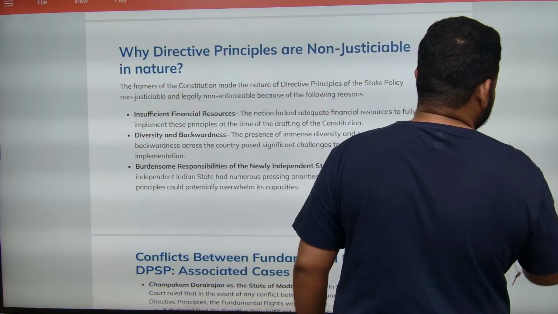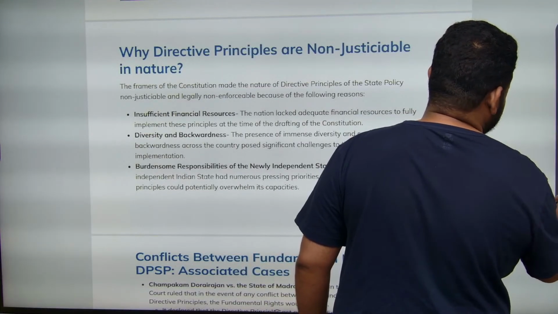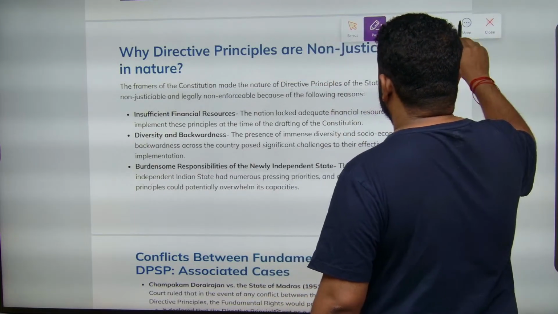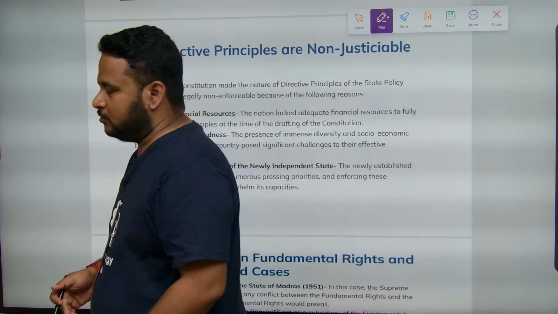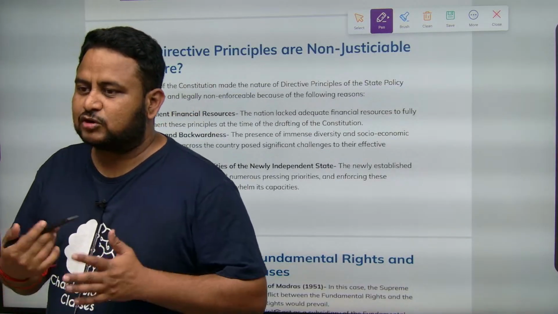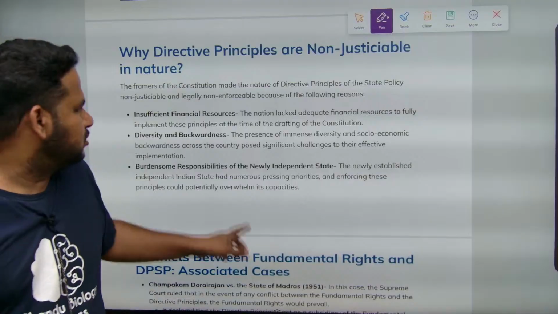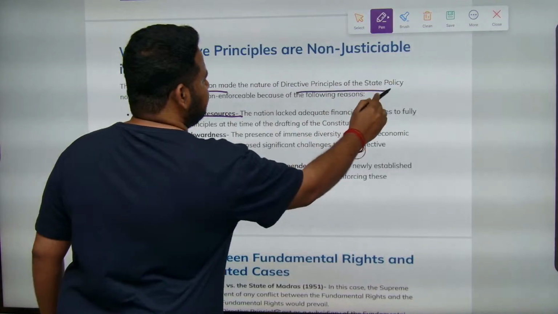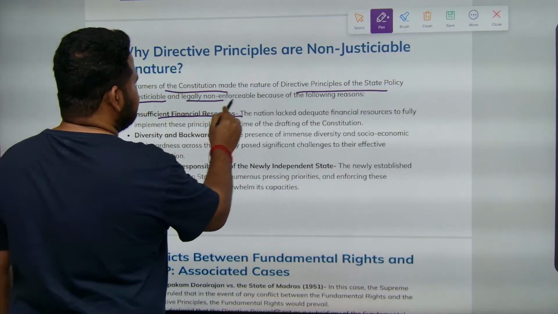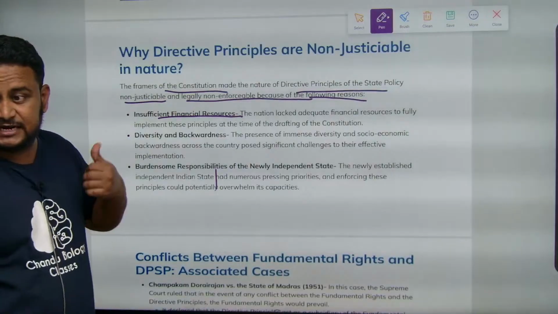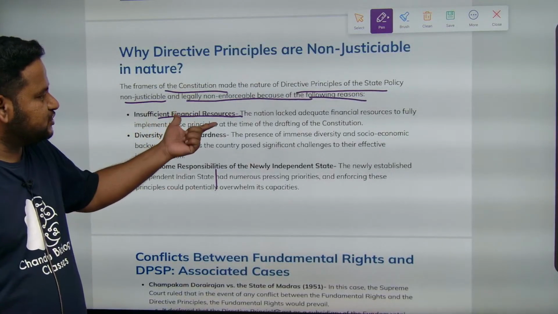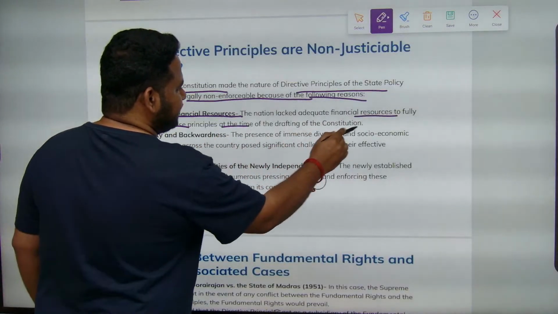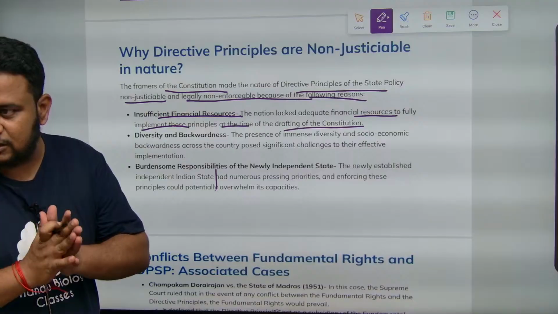Because you have to go back to 1947 or 1950 when the commencement of the constitution took place, and understand the state of the country at that time. At that time our economy was not that great. You cannot say ask the government to spend so much on so many things. So one of the reasons is insufficient financial resources. The framers of the constitution made directive principles non-justifiable and legally non-enforceable because the nation lacked adequate financial resources to fully implement these principles at the time of drafting of the constitution. That is what I told. Beginning of the constitution, what happened?